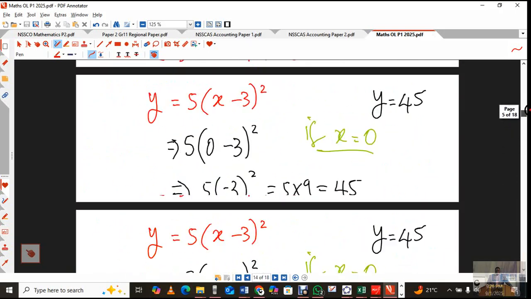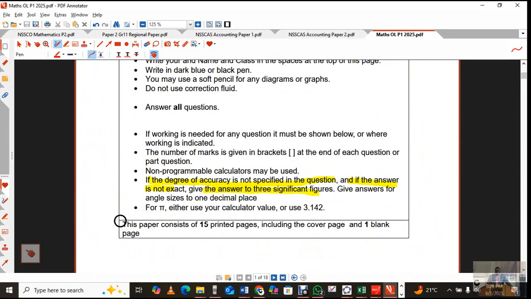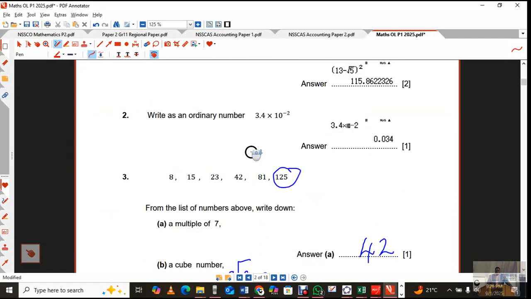Let's just go back to the instructions that I will advise you to familiarize yourself with. They say for pi, either use the calculator, like what I did, or you use 3.142. Do not use 3.14 or 3.1. This is just an estimate. The value of pi is an irrational number.